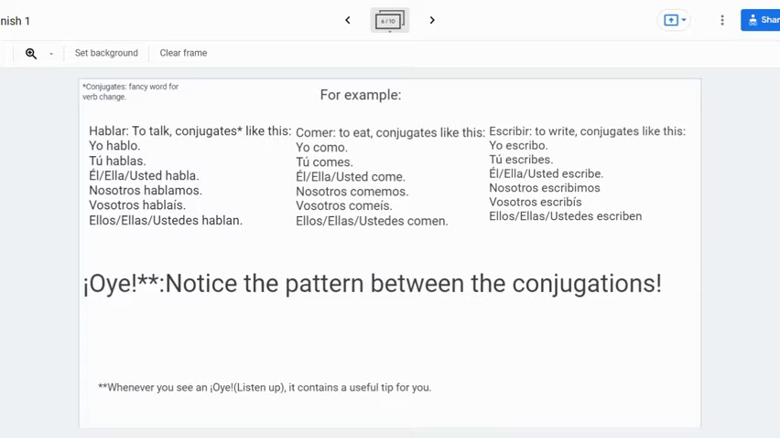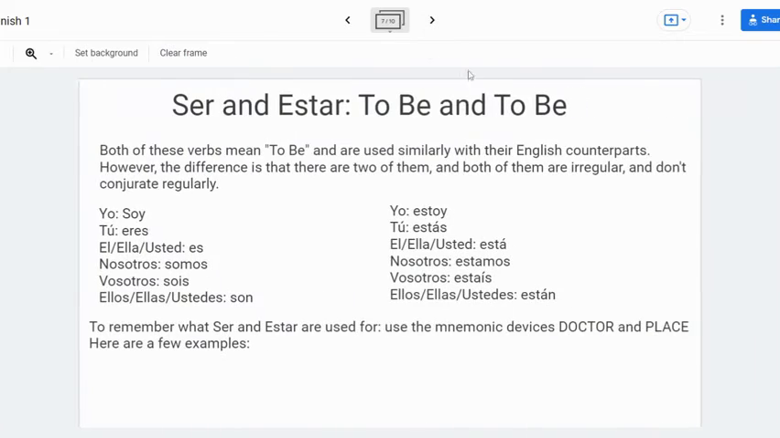Looking at them side by side can help you realize that there are different patterns between the conjugations, such as the vast similarities between the conjugations of AR and ER verbs, and the near similarity between the conjugations of ER and IR verbs. Whenever you see an oye, which means listen up or watch it, it contains a useful tip for you, which will make your Spanish experience more pleasurable.